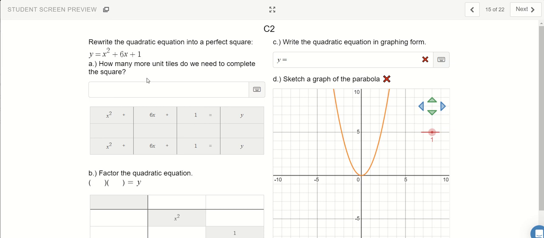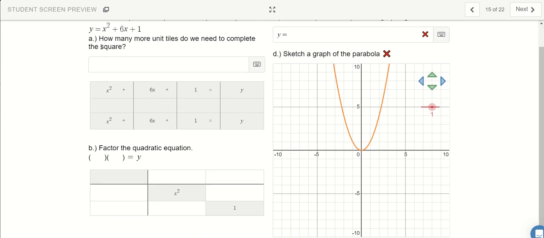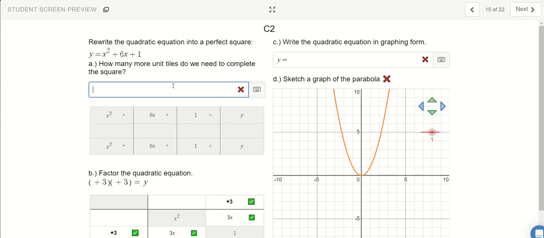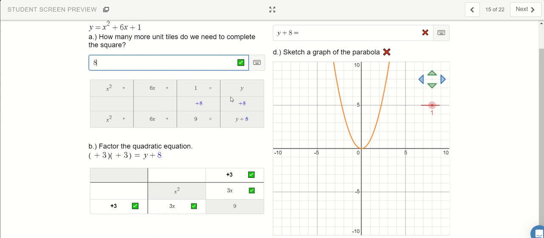So here, let's go and try completing the square. If I split this in half again, 3x and 3x, notice that 3 times 3 does not equal 9. So I don't have enough to complete my square. So I need to change. I need to add more tiles. How can I get 9 tiles here? I need to add 8 to both sides. So notice that when I add 8 to both sides, 1 plus 8 equals 9.